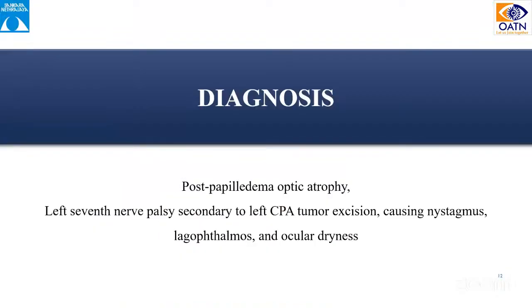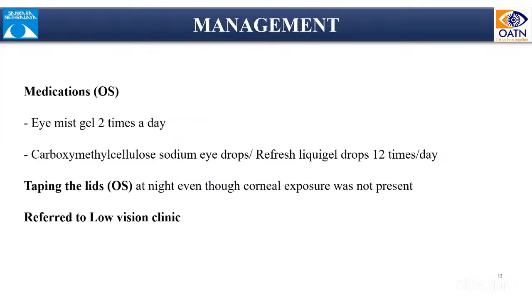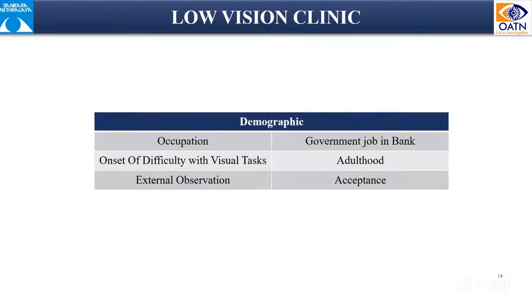So the impression was post-papilledema optic atrophy in both eyes with a 7th nerve palsy due to CPA tumor excision. As a first-line management, we asked her to continue with the lubricants and tape the lids at night. Further, the patient was referred to the low vision aid clinic.